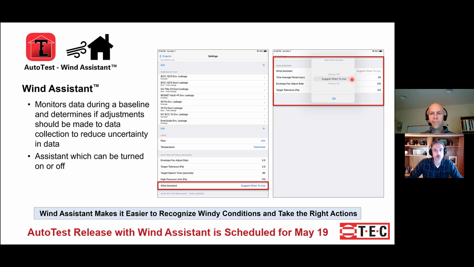Do you want to switch to Wind Assistant mode, where it will make some adjustments to your time average period, or your period of record, how fast it adjusts the fan speed, and then the target tolerance that it puts on that building pressure? There are some default settings, but advanced users could say, I want to make some tweaks to those numbers as well. So it gives a lot of flexibility, but for a larger organization where you might have new raters or new people doing these tests, it really helps everybody recognize when wind is happening and have the software make the adjustment for you.